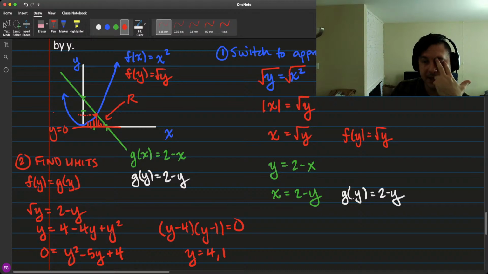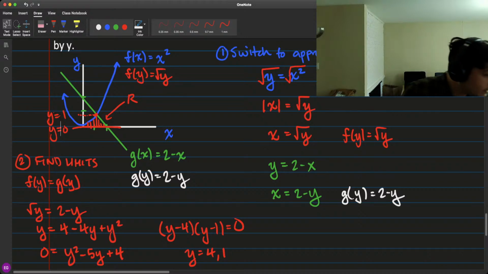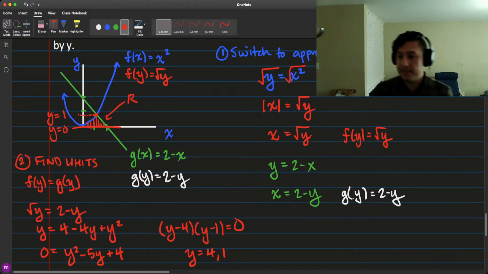So, looking at this, which is the actual solution that we're interested in? Where do they actually intersect? Yeah, y equals 1. Cool. So now we can set up the integral that we need to solve.